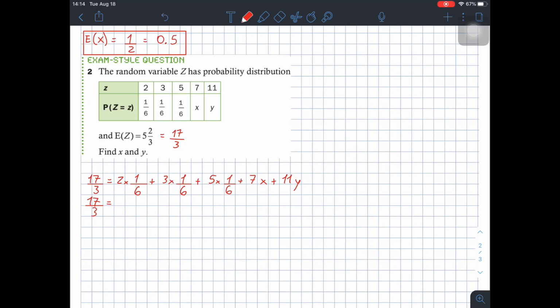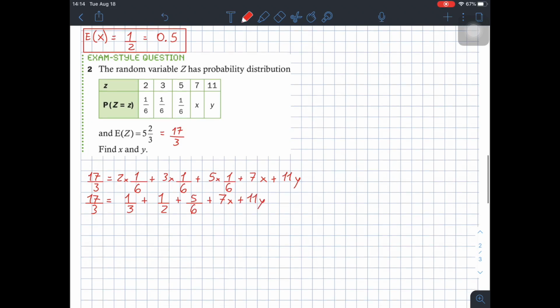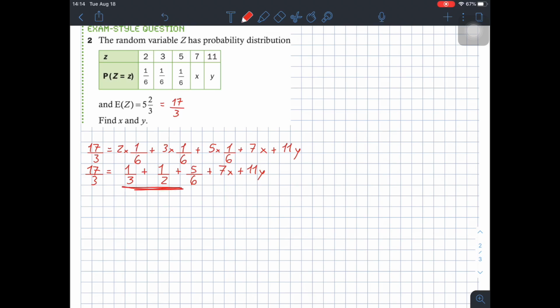Okay, if we simplify this, let's do a step-by-step process. This would be 2 over 6, which is 1/3, right? Plus 3 over 6, which is a half, 1 over 2. Plus 5 over 6, we cannot simplify that. Plus 7x plus 11y. Okay, if we keep on simplifying this, we would get 17 over 3 equals, maybe it's better if I leave it over 6 here, just to avoid confusion. This is 2 over 6, and this is 3 over 6. So it's easier to add up these terms, right? 2 plus 3, that's 5. 5 plus 5, that's 10. So 10 over 6 plus 7x plus 11y.